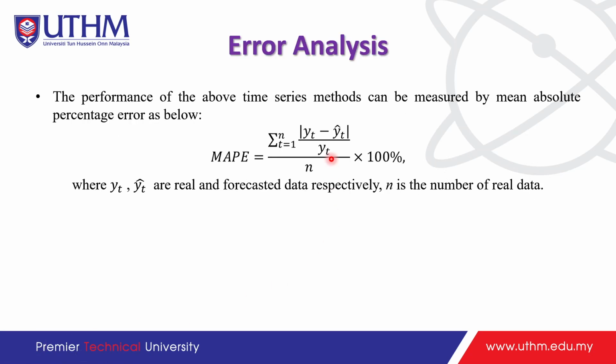And the performance of the above time series forecasting method can be measured by the mean absolute percentage error. Here, absolute y_t, the real data, minus y-hat_t, the forecasted data, is the absolute error. Divided by y_t, this becomes the relative error. When we sum everything, we get the absolute relative errors. If we multiply by 100%, we have the absolute percentage error. If we divide by the number of data points n, it becomes the mean absolute percentage error, MAPE.